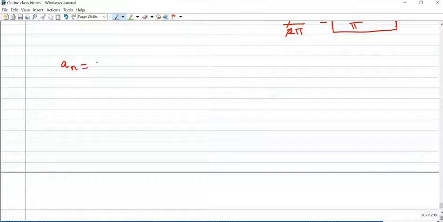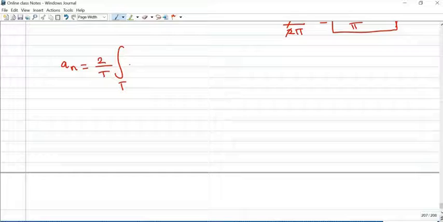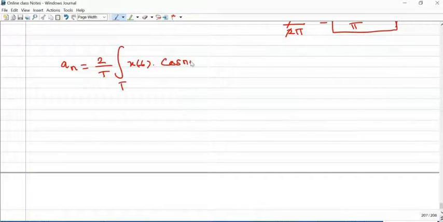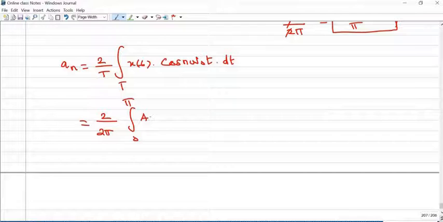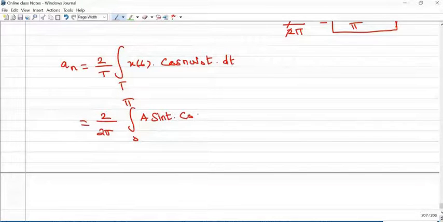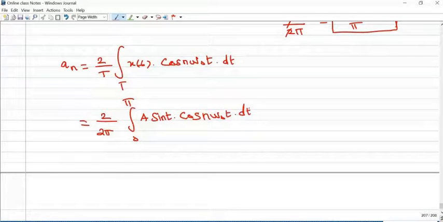The An value formula is 2 divided by the fundamental time period, integration over the time interval, x of t cos n omega naught t dt. So 2 divided by 2 pi, integration 0 to pi, a sin t, since x of t is a sin t, times cos n omega naught t dt. So use the sin a cos b formula.